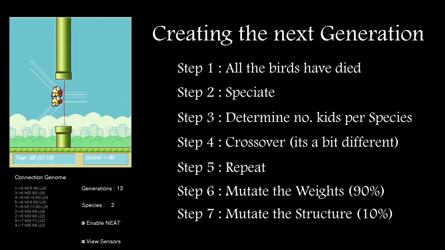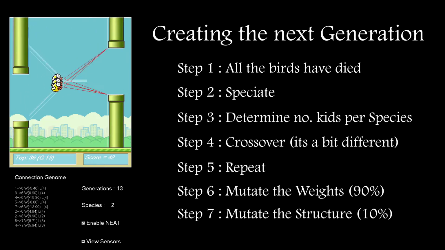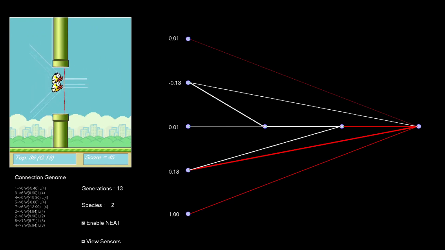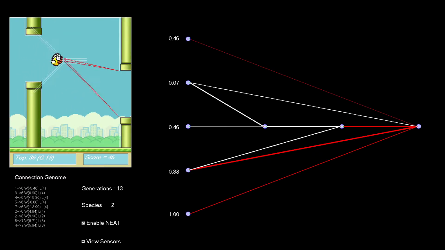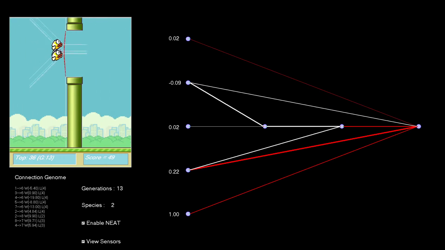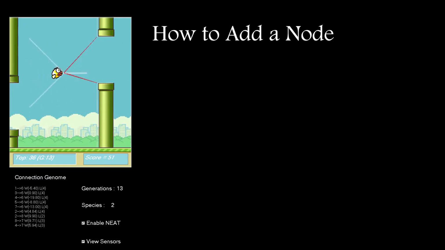And that just leaves step 7, which is adding a node or connection as part of the mutation stage. Now, this is a rare occurrence. Typically, there's only a 1 to 5% chance of adding a node, and maybe a 10 to 15% chance of adding a connection during this stage, compared with a 90% chance of having a weight mutated.